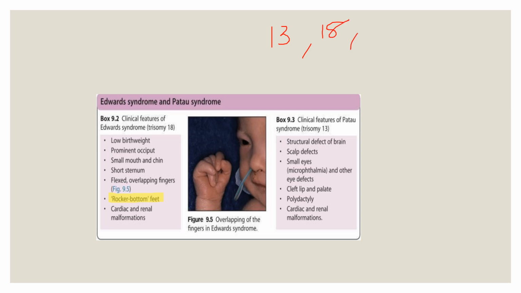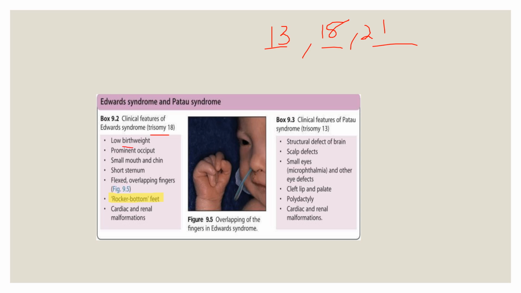There is an extra copy of any of these chromosomes. If it is 13, it's called Patau. If it's 18, it's called Edward. And if it's 21, it's called Downs. Okay. So trisomy 18 is Edward.